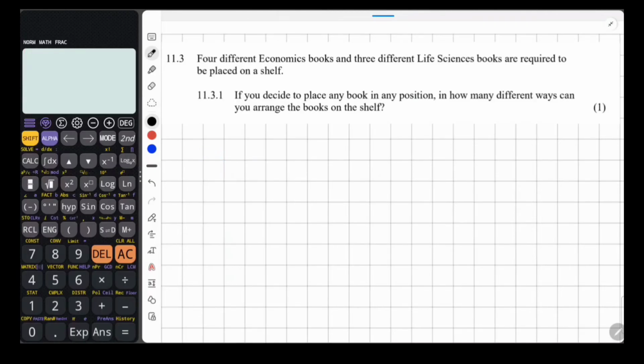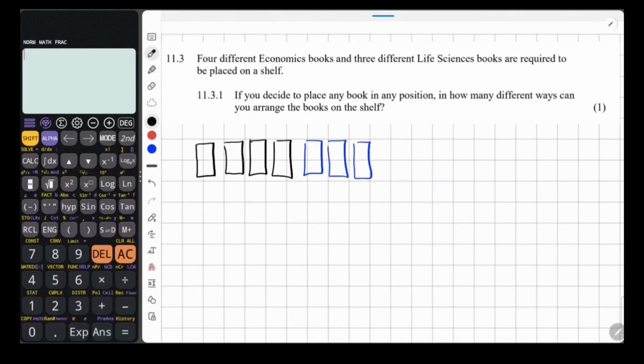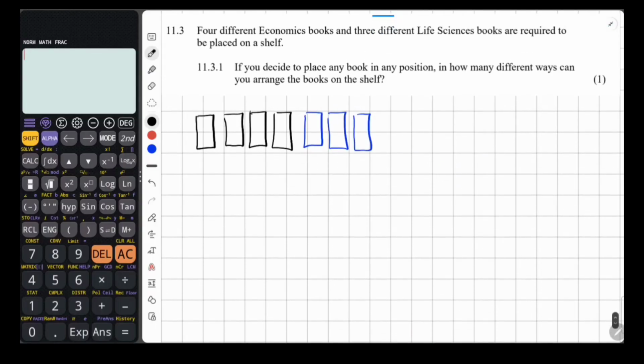Remember, you basically have to just see how many books we have. 4 books are economics books, 3 books are life science. So in this case, we're not grouping them or anything. We just have to find out how many books there are. There will be 7 books in total. So to find out how many ways we can put them on the shelf, you can see it like this. The first book will have 7 places that it's allowed to sit in, because it can sit in the first position, second, third, all the way to 7.